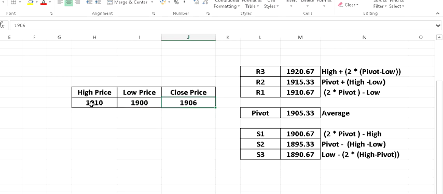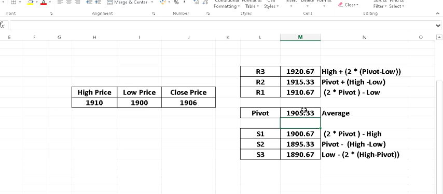Now let's say the high price is 1910, the low price is 1900, and then the closing price is 1906. So to calculate the pivot, this is a pivot. Okay, you find the average of these three. You add the three values, you divide it by 3. Okay, and that will give you this. The calculation is here. You add the high price plus the low price, and then the close price divided by 3. That will give you the pivot point.